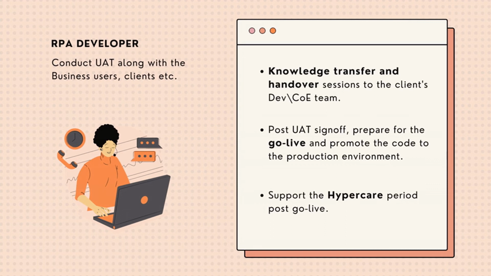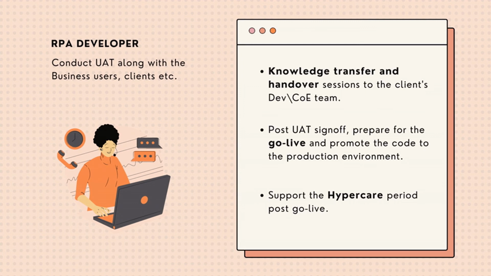After that, the RPA developer conducts a UAT session along with the business user, client, or other stakeholders responsible for doing the UAT. UAT is user acceptance testing, where you give a run-through of your bot, the processes, the automation, and business users test as per them, whether this process is working as expected or not. If there are gaps, they identify them and log the defects. You need to work on the defects, push your code to the UAT environment again, and they will test it again. This cycle continues until you have zero defects.